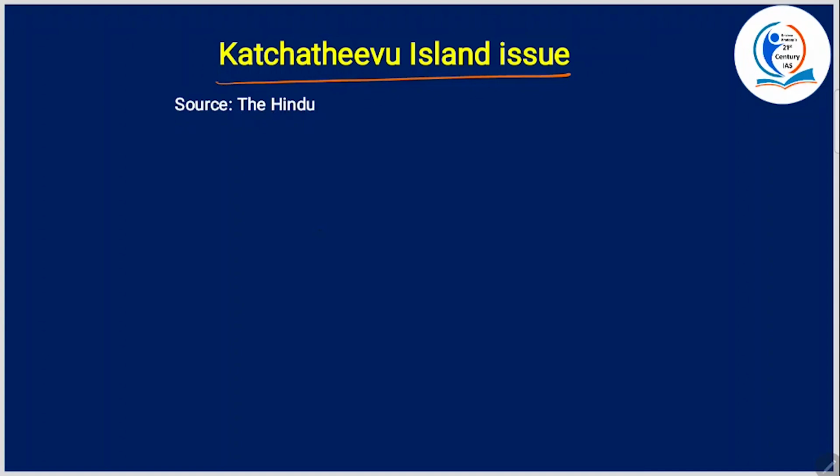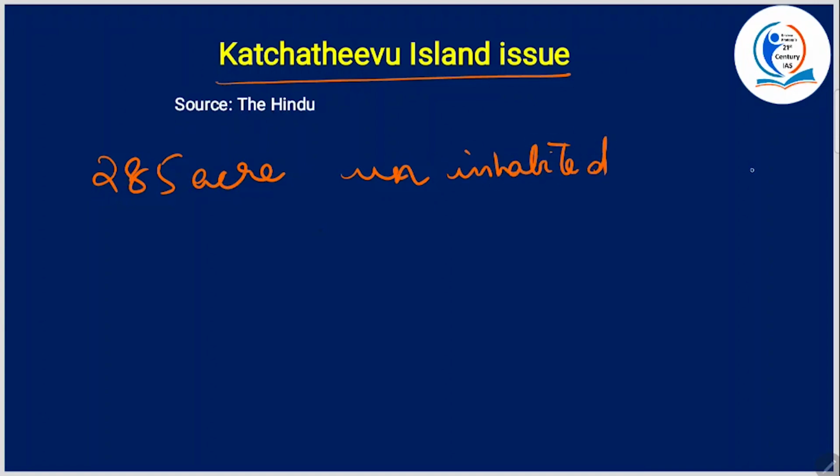Kachativu Island issue. Now, what is this Kachativu Island? Kachativu Island is a 285-acre uninhabited speck in the Palk Strait between India and Sri Lanka. So there's Palk Strait, right? It is an island located about 14 nautical miles off of Rameshwaram. Okay, from Rameshwaram, it is 14 nautical miles.